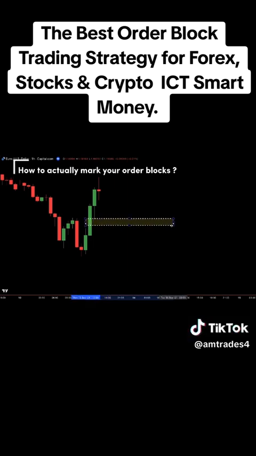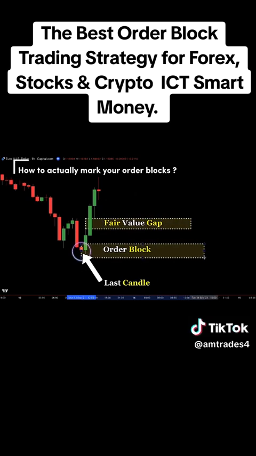The rule is simple. We take the entire candle before the fair value gap and mark that as our order block zone. The color of the candle doesn't matter. Green, red, or even a doji with barely any body. All of these can form valid demand order blocks in the right context.